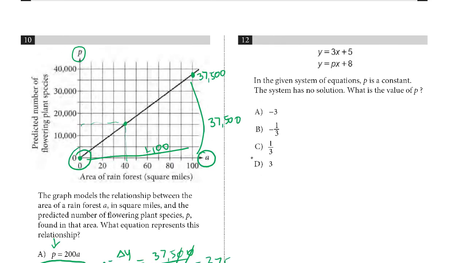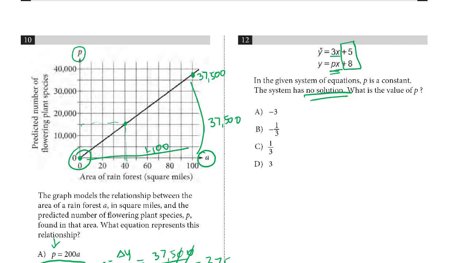Okay, number 12. Looks like I've got a system of two equations, but I have a constant P in here. So this is probably going to be a solve for the constant type problem. In the given system of equations, P is a constant. The system has no solution. So always looking out for always true or no solution. This is no solution. What is the value of P? Okay, so if there's no solution, I know my constants are different. Therefore, I want the terms 3x and Px to be the same.